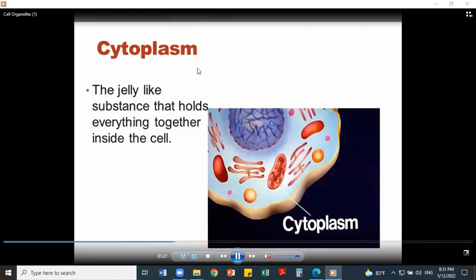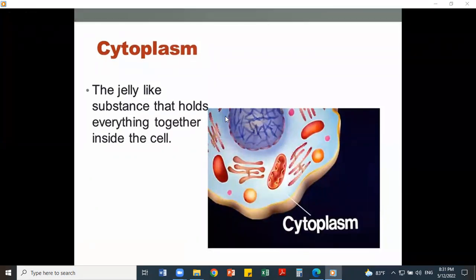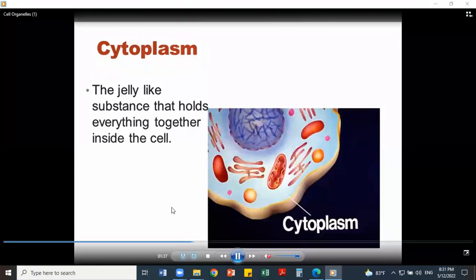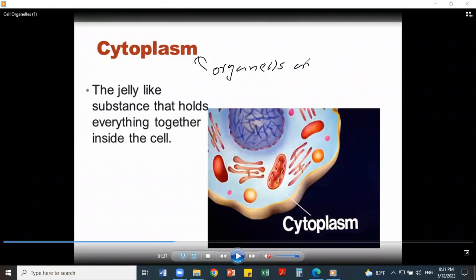Then this one you can see is the cytoplasm. What is cytoplasm? A jelly-like substance that holds everything together. Please note down these things in your writing book, because the additional or important points you should better copy down. Cytoplasm contains all the organelles. Organelles are embedded in cytoplasm.